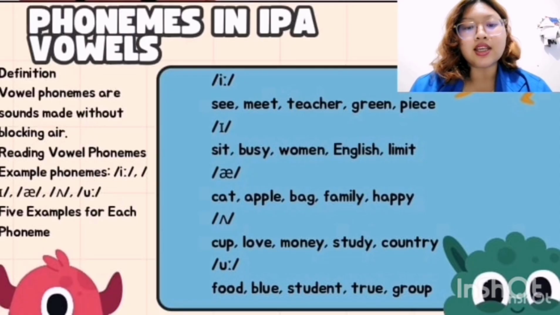And the next is E. This is a short sound. The mouth is relaxed, not wide. And this is A. This is a wide A sound. The mouth is open wide. And the next one is a short sound. The mouth is half open.